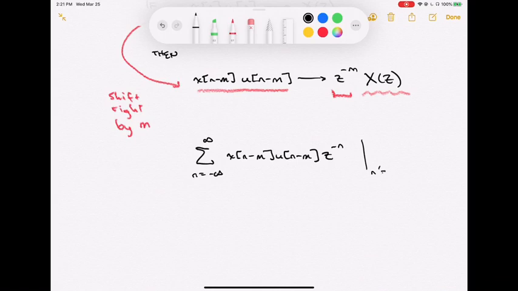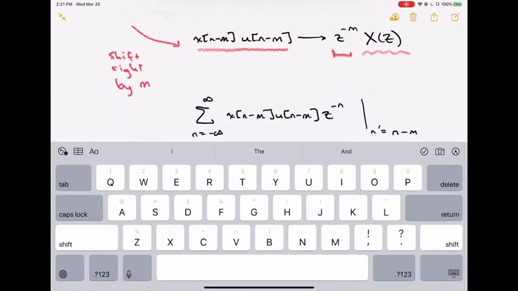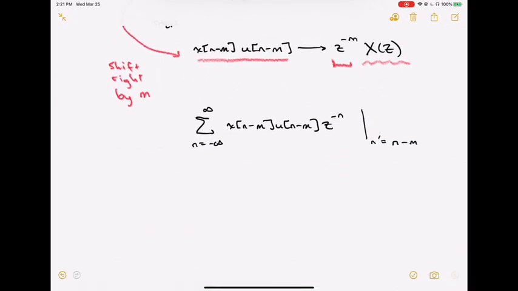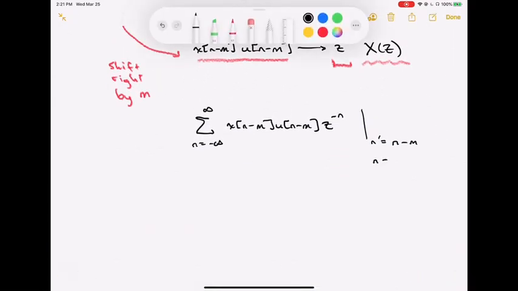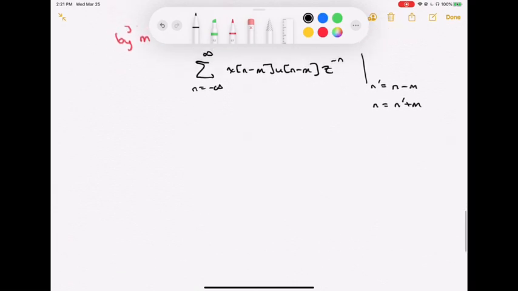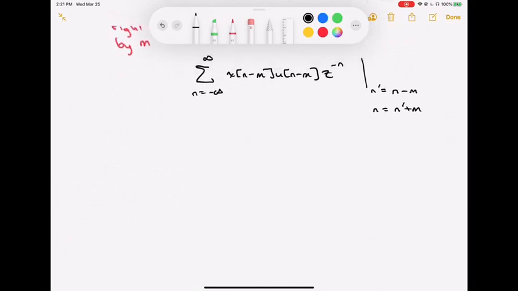For me right now, I'm going to go ahead and do a change of variable. I'm going to let n prime equal n minus m. And if I solve that for n, just add m to each side, I'd get n equal n prime plus m. So I'm going to go ahead and make that substitution into the sum and see where I get. So I'm going to be now summing not on n, but on n prime, and we'll figure out the limits here in a second.